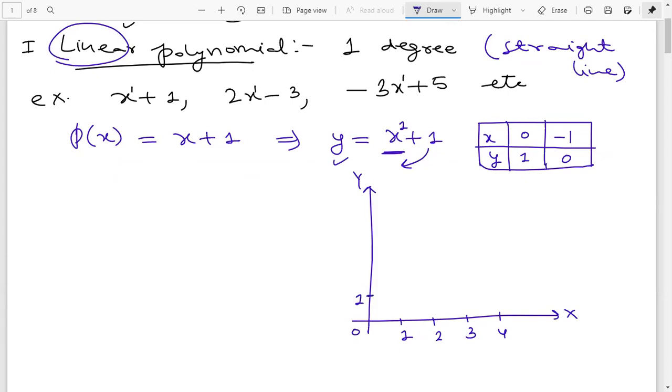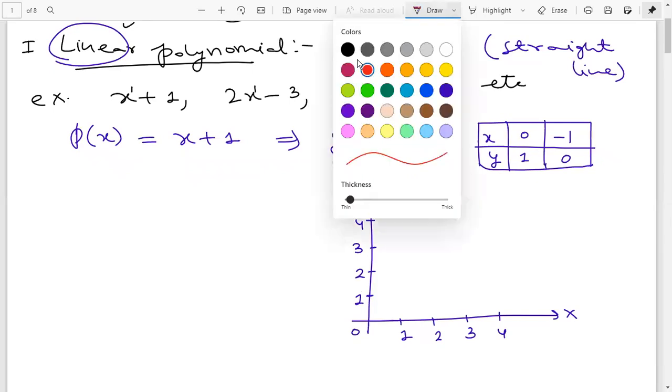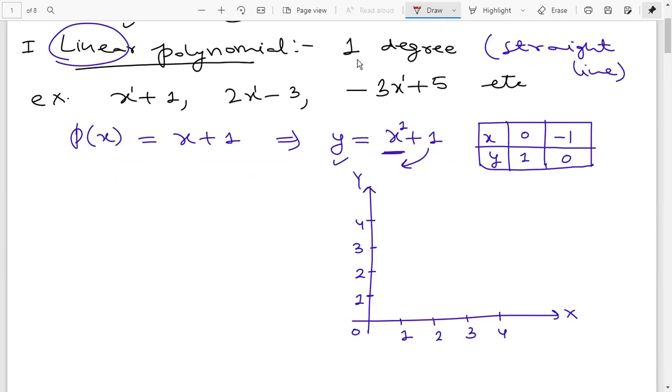Similarly here also equal spacing 1, 2, 3, 4, right? And then we have the points. We'll plot the points. First is 0, 1. First x, then y. Always first x is 0, y is 1. So this is the 1 point. We can say this as a point. X first 0 and then 1.